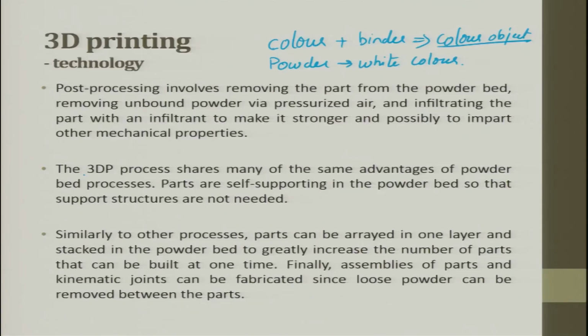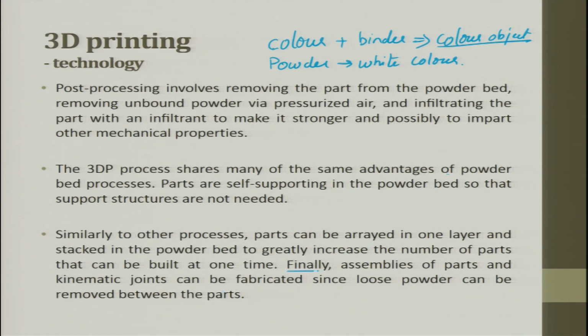Okay. So, the 3D printing process shares many of the same advantages of powder bed processes. Parts are self-supporting in the powder bed, so supporting structures are not needed. Similar to other processes, parts can be arrayed in one layer and stacked in the powder bed to greatly increase the number of parts that can be built at one time. Finally, assemblies of the parts and kinematic joints can be fabricated, since loose powder can be removed between the parts.